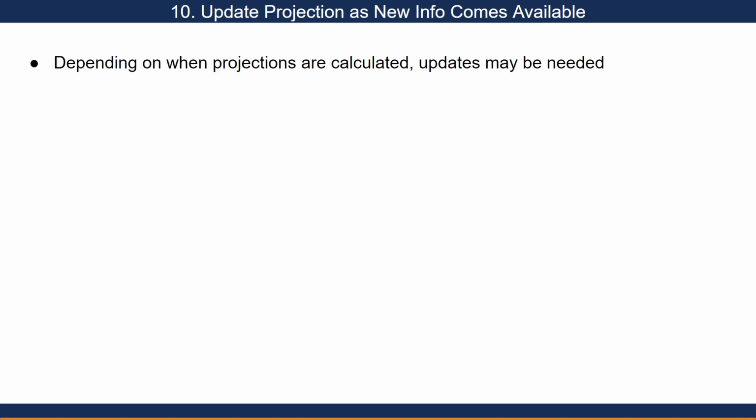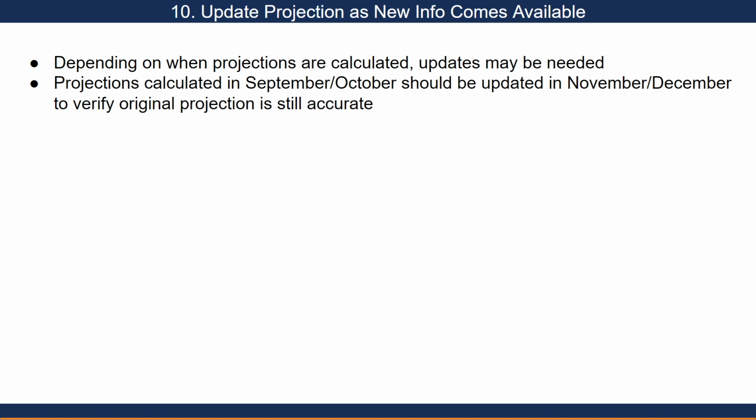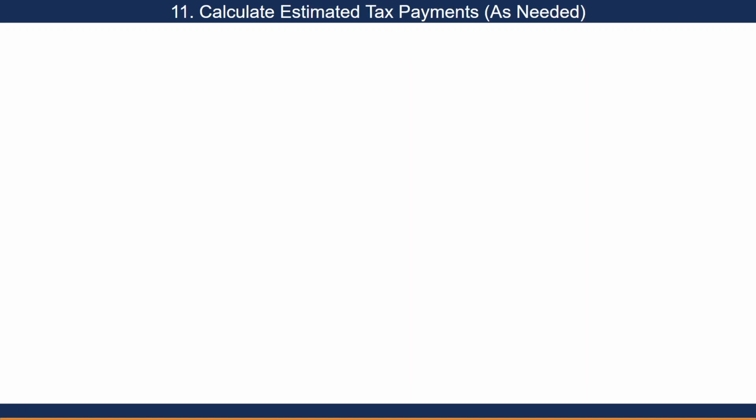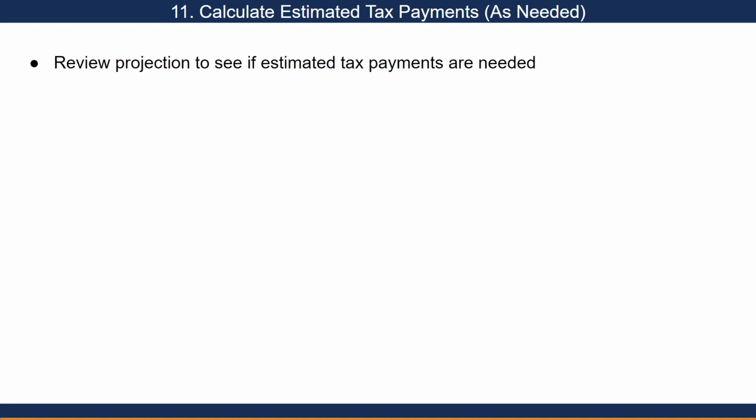So depending on when projections are calculated, updates may be needed. Projections calculated in September and October should be updated in November, December to verify that the original projection is still accurate. And then we calculate estimated tax payments for the client as needed. If they owe some money and are going to run into some penalties, then we'll want to do some estimated tax payments. So we review that projection, see if any are needed.